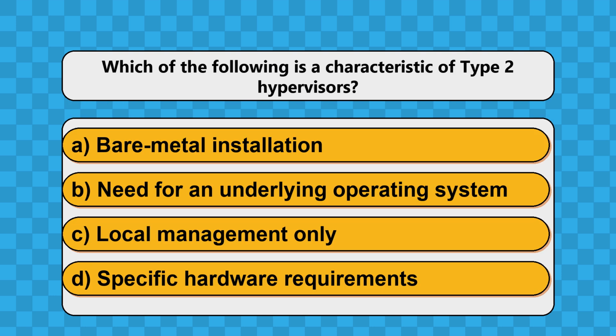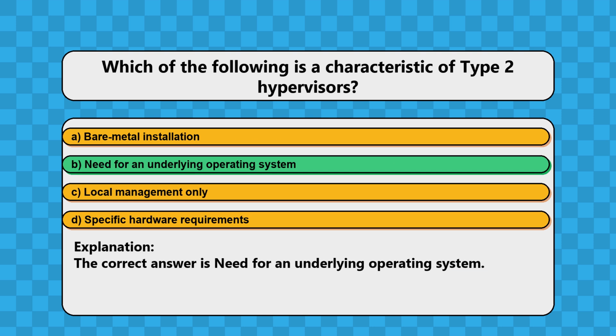Question 32. Which of the following is a characteristic of Type 2 hypervisors? Option A, bare metal installation. Option B, need for an underlying operating system. Option C, local management only. Option D, specific hardware requirements. The correct answer is option B, need for an underlying operating system. Question 33.